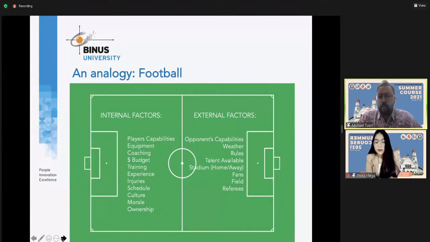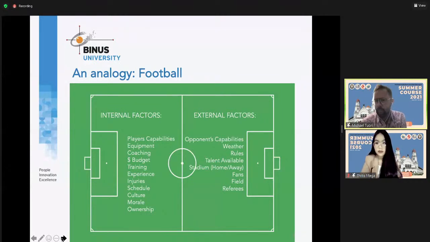So yeah, we have our players, what they're good at, what they're not good at. The equipment is important. Coaching is important. How much money we have, if we're a big, huge professional team, or we're just playing in a field somewhere. The training that is available to us, the experience that we have. Injuries, of course, is going to affect our strategy. The schedule, whether it's the first game or the last game of a season, the culture, the morale, the ownership, all of these are important internal factors. And they're things that we can make decisions about, and we can change if we want to change them.